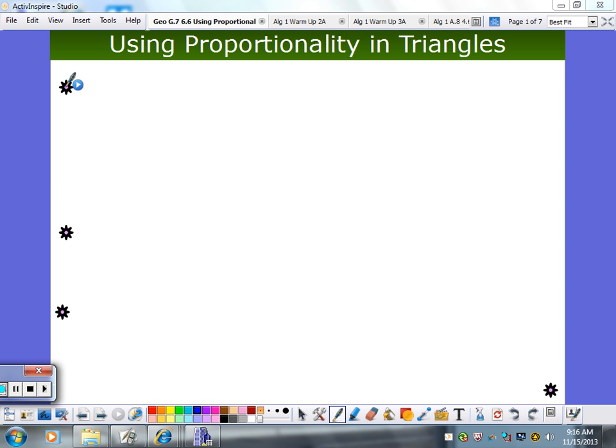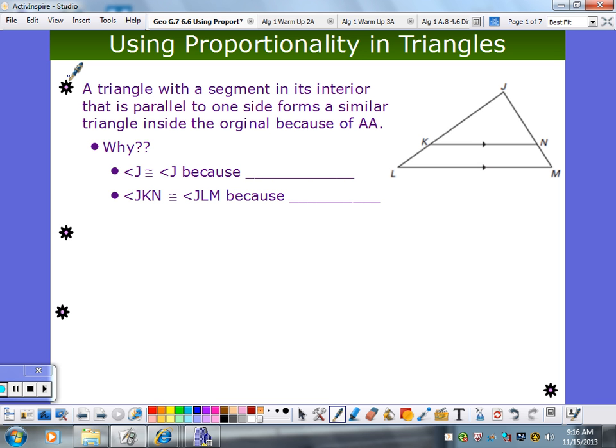Using proportionality triangles, all right, what do I have here? Okay, so we've got just a few little theorems we're going to be looking at. So let's look at this guy here. A triangle with a segment in its interior, right? So what's an interior of a triangle? The inside. Here's a segment. KN is a segment.